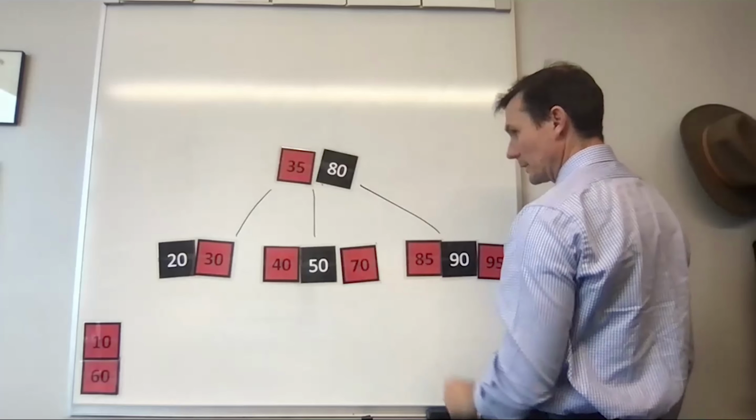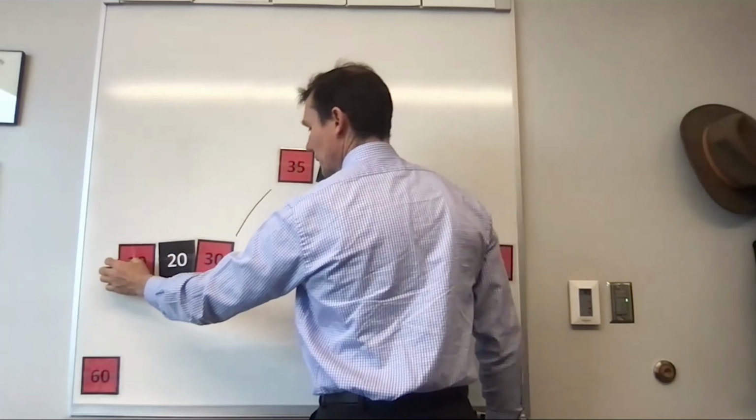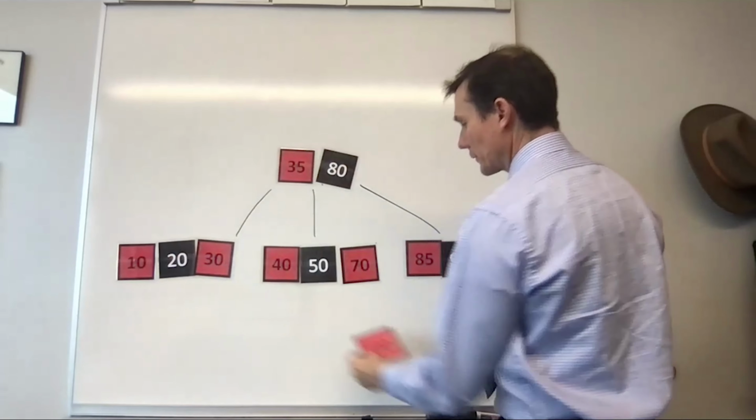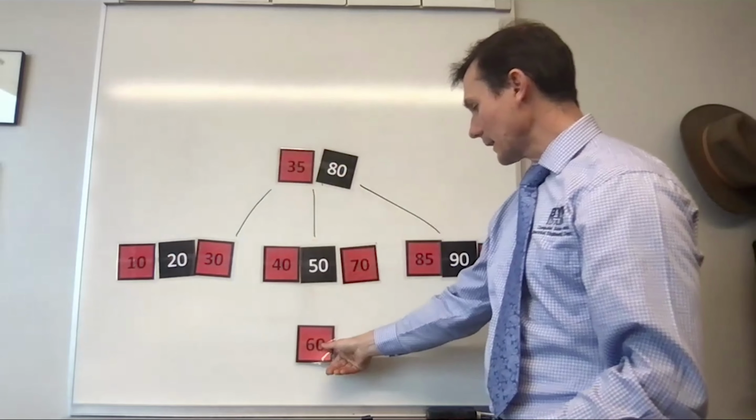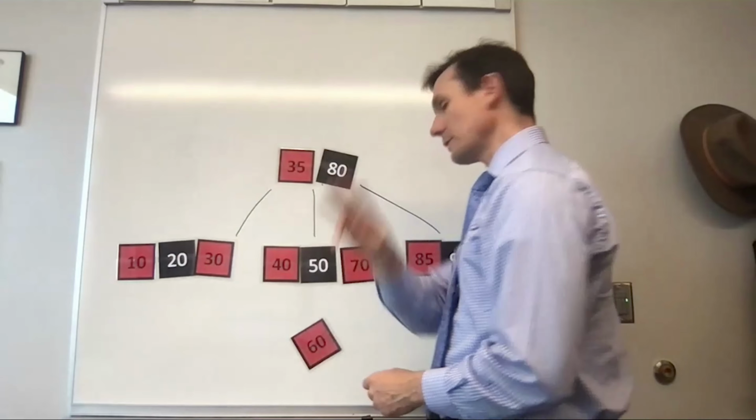85, this is case 2 again. 10, less than 35, less than 20. And I need to insert 60. It's between here and I got to go there. Now, since this guy is full, I got to bump up, and that's case 3.